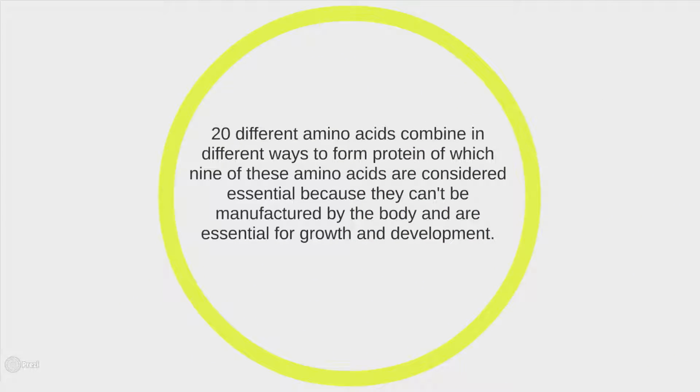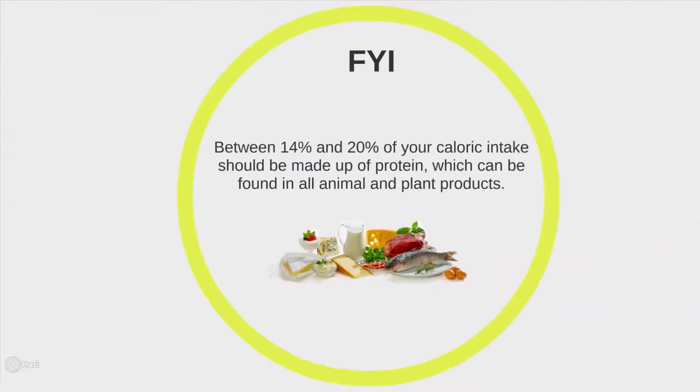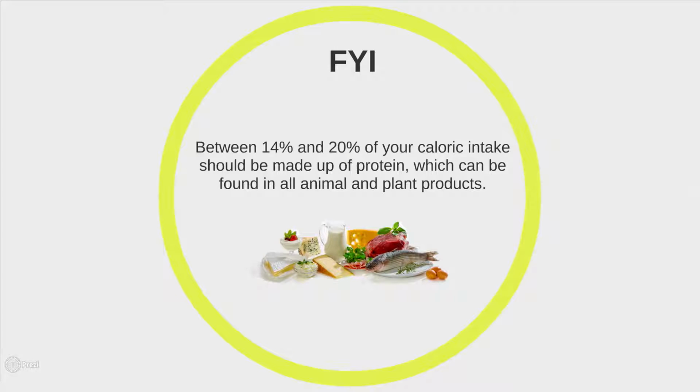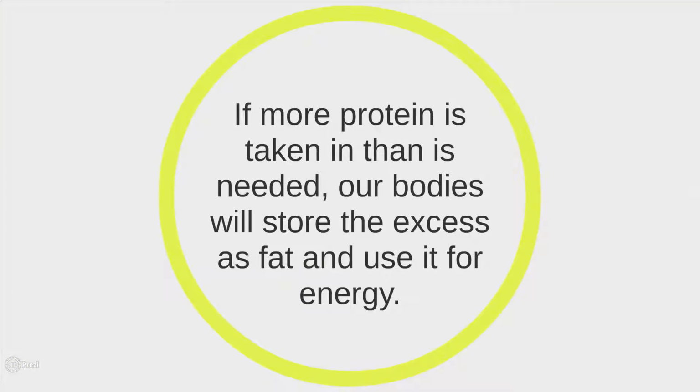20 different amino acids combine in different ways to form protein, of which 9 of these amino acids are considered essential because they cannot be manufactured by the body and they are essential for growth and development. It is recommended that between 14 and 20% of your total caloric intake be made up of protein, which can be found in all animal and plant products. If more protein is consumed than is necessary, our bodies will store the excess as fat in the body and be used as energy.